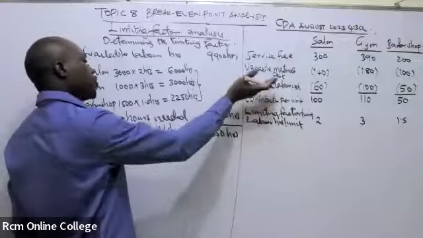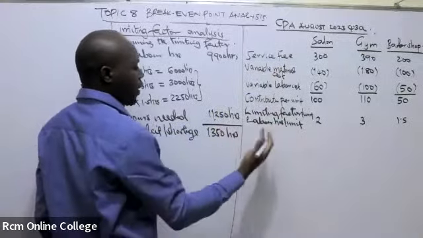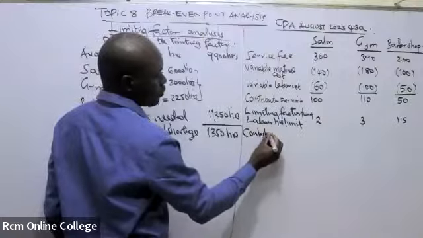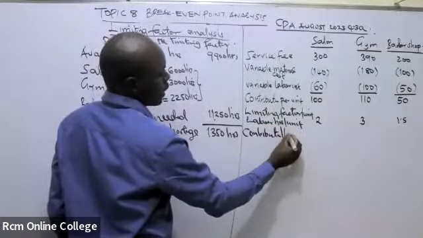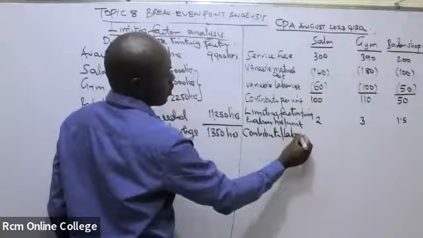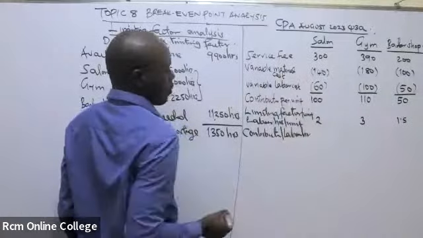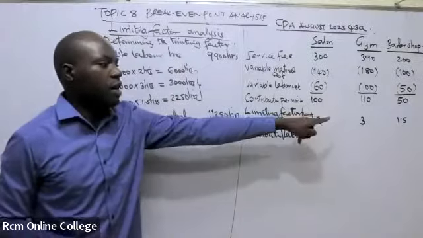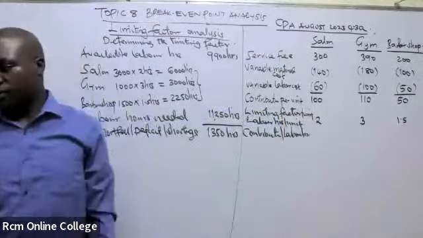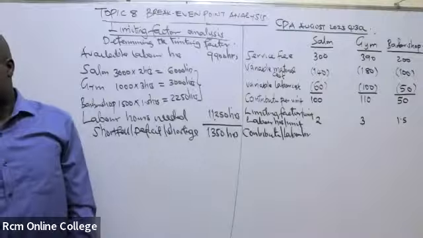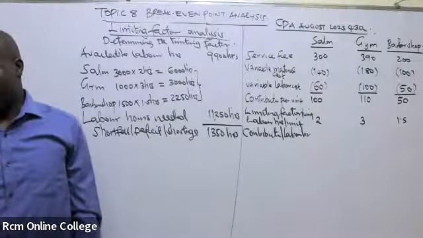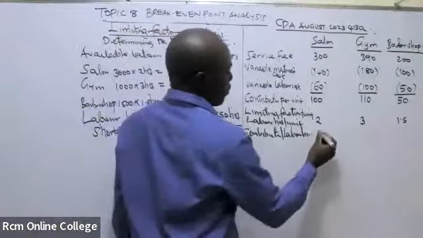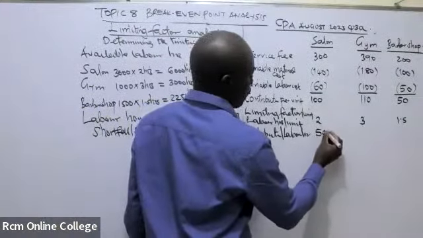Benefit is the contribution per limiting factor. So, contribution per labor hour. What is our contribution per labor hour? That is contribution divided by the limiting factor per unit. So 100 divided by 2, how much do we get? 50. We are getting 50.